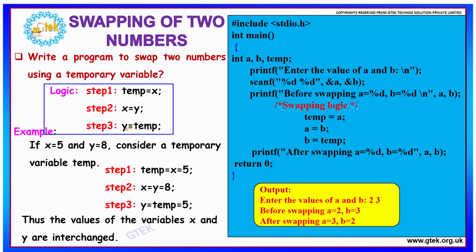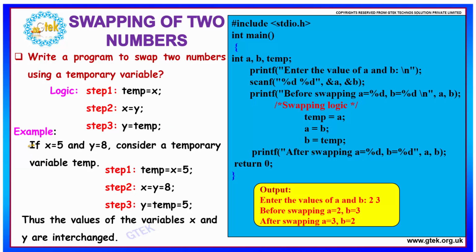Further, the value which you have stored previously in your temp, that is the value of x, is now stored into y. So if you see, your x contains the value of your y and your y contains the value of your x at the end of the program. So this is how you can swap two numbers using a temporary variable.